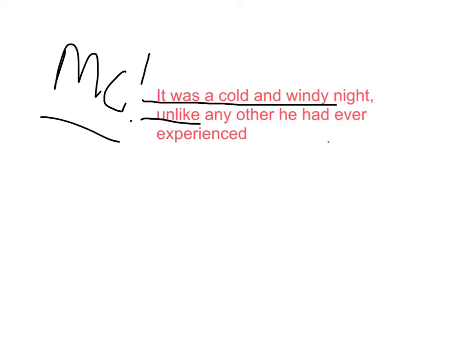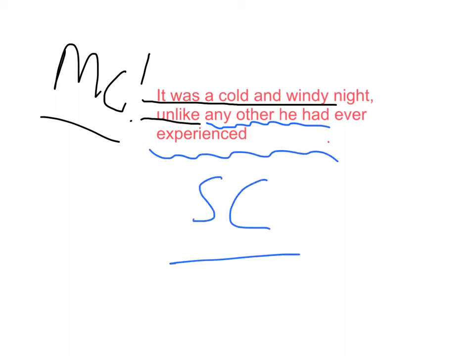Okay, so hopefully you established it was a cold and windy night is your main clause, because that makes sense on its own. Unlike any other he had ever experienced, that is your subordinate clause, because that does not make sense on its own. So if you started a sentence like that, unlike any other he had experienced, and then put a full stop at the end, I'd be underlining your work and saying no, because that is an incomplete sentence. Okay, so what do we do? We put a comma to separate out the main clause from the subordinate clause.